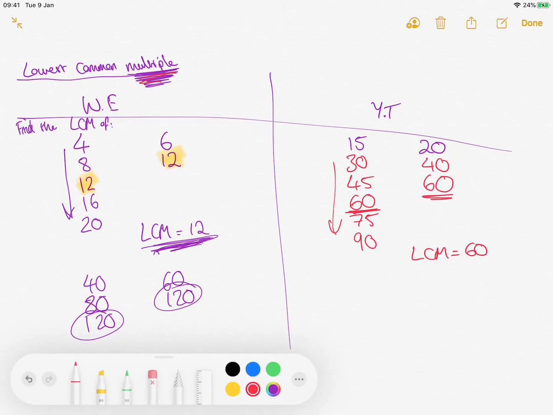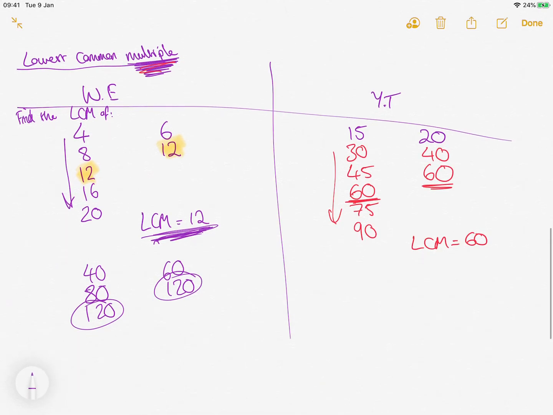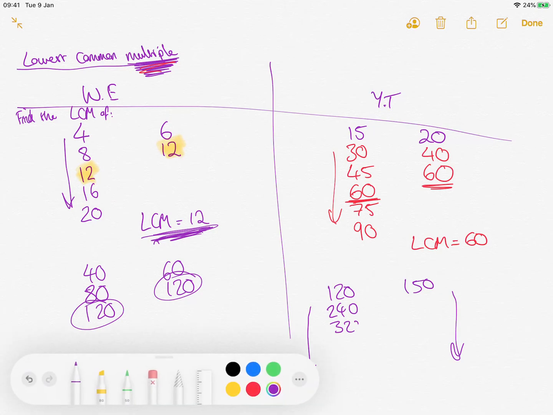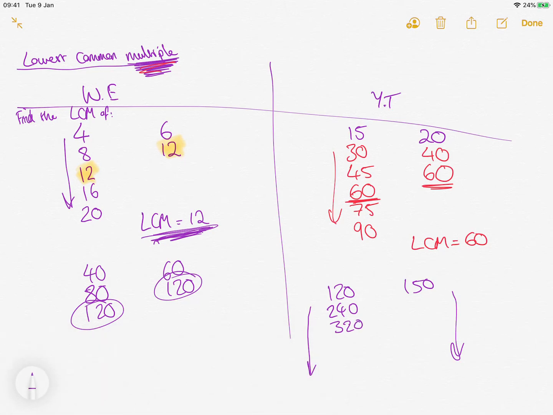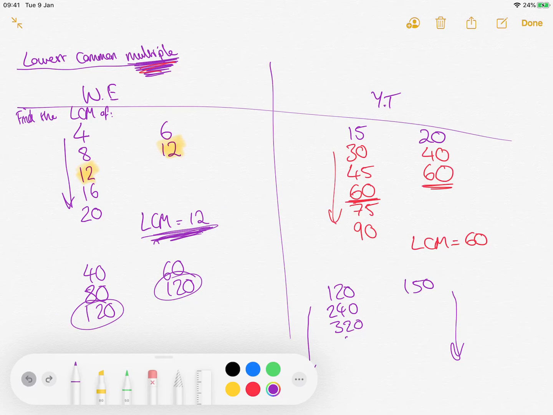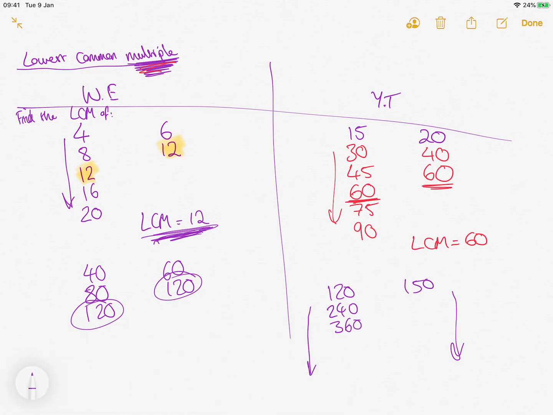Another common mistake people make is when they get higher numbers, like 120 and 150. They often make a mistake in their multiplication somewhere, so they might go 240, 360. Sorry, so that's exactly what I'm talking about. Because they're high numbers, people make mistakes. So I might have gone 320 and then carried on, but actually it's 360 here. So just be really careful when you're adding on your 120s.